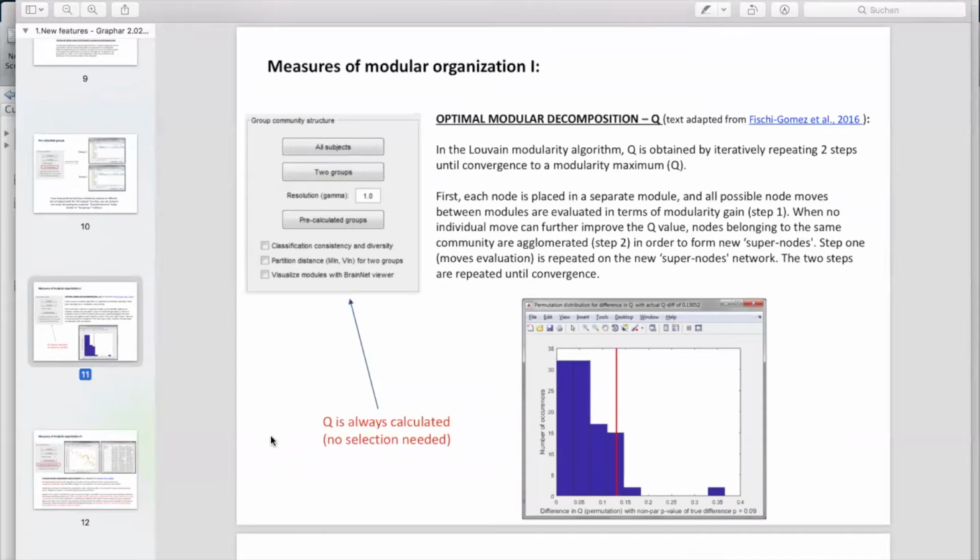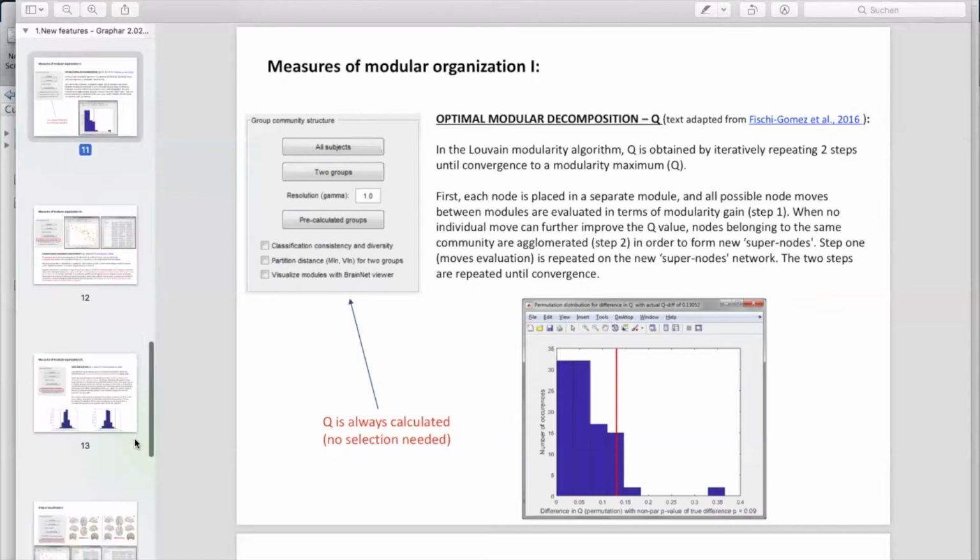So Q is always calculated. You do not have to make any selection on here. And then as I just said, Q is the measure for the optimal modular decomposition. So how modular is the graph? The higher Q is, the more modules you'll have in there. The lower Q is, the less modules you will have in there.